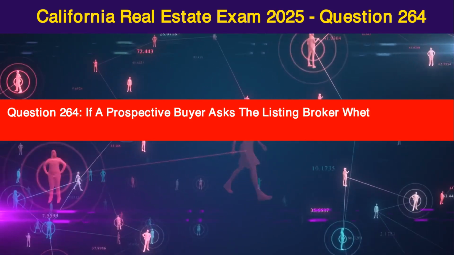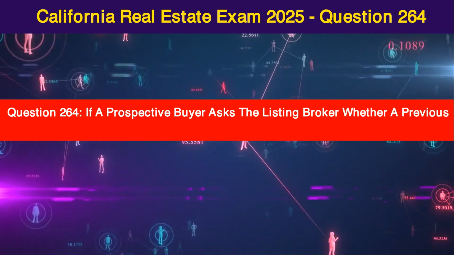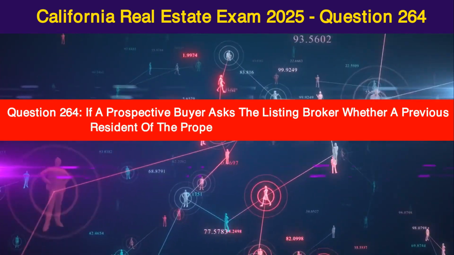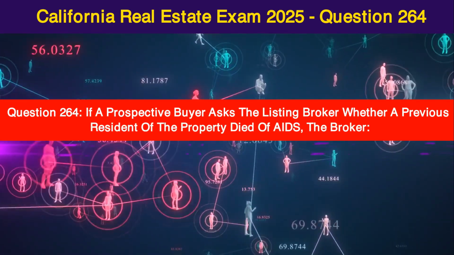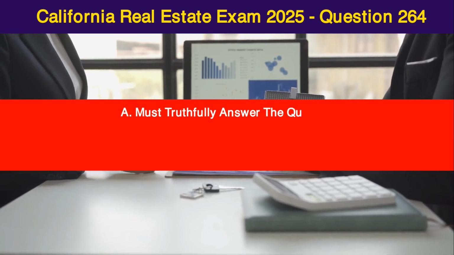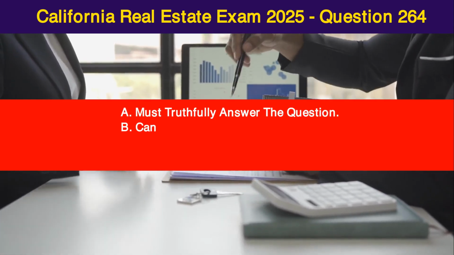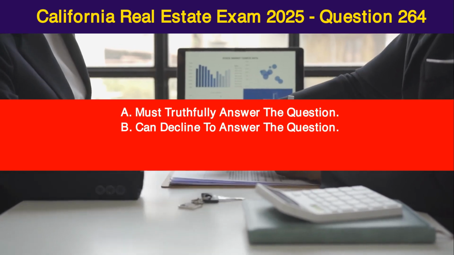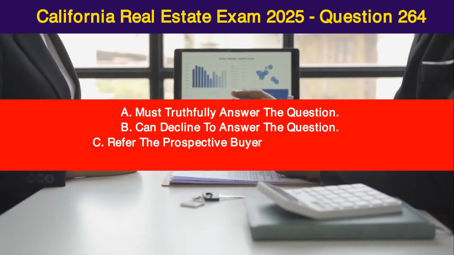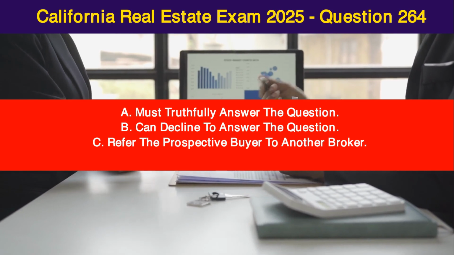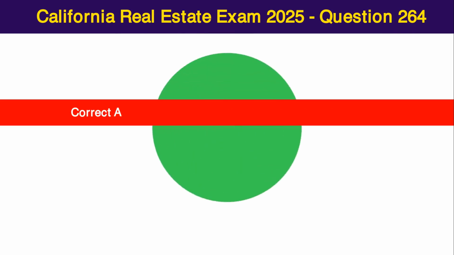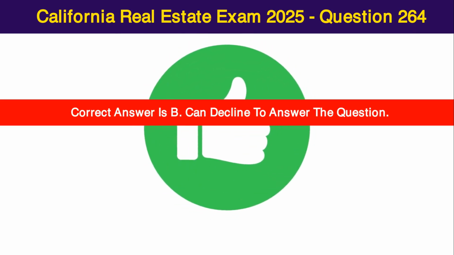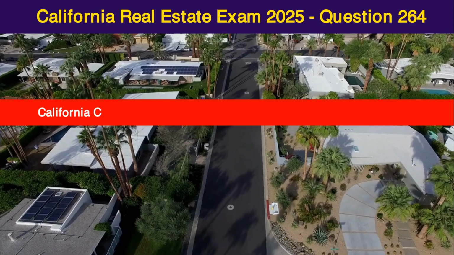Question 264. If a prospective buyer asks the listing broker whether a previous resident of the property died of AIDS, the broker A. must truthfully answer the question, B. can decline to answer the question, C. refer the prospective buyer to another broker, D. both A and C. Correct answer is B. can decline to answer the question.